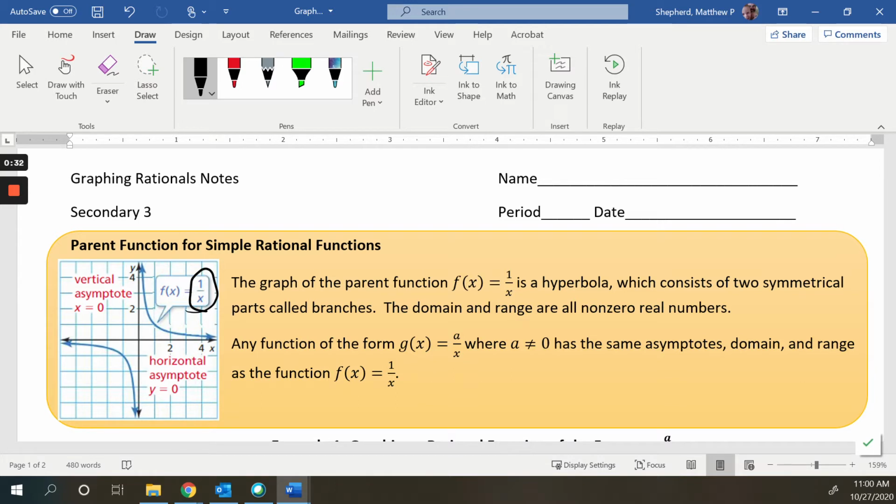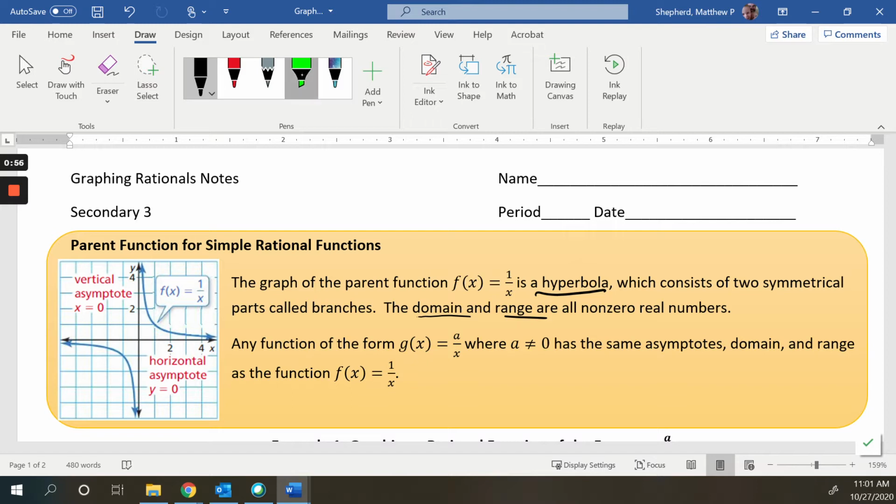Now this type of shape that you can see forming is what we call a hyperbola. It consists of two symmetrical parts called branches. So we've got this branch on the lower end, and a branch on the upper end. The domain and range are going to be all non-zero real numbers.